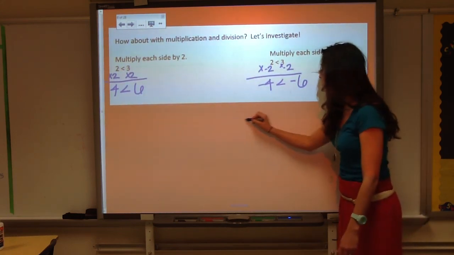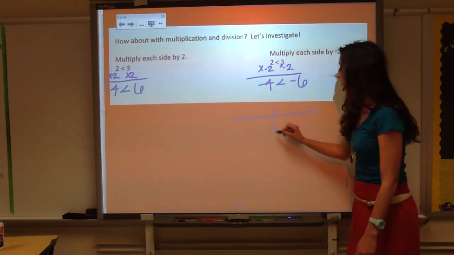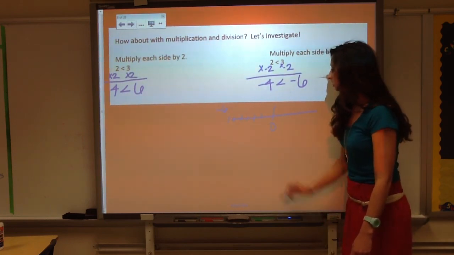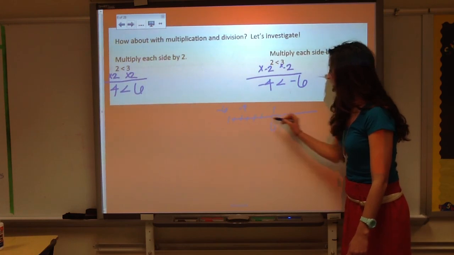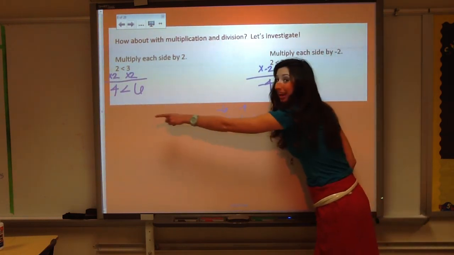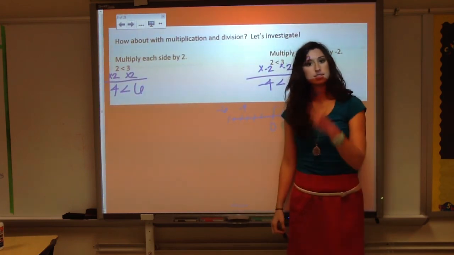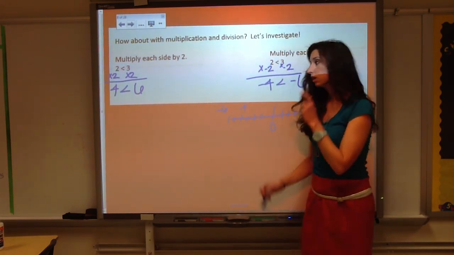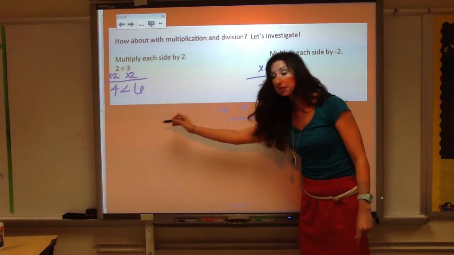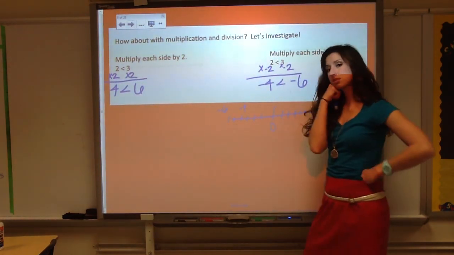I don't think so. Here's my number line. 0, 1, 2, 3, 4, 5, 6. This one is a negative 6. This one is a negative 4. And here's all my positive numbers. Is negative 4 less than negative 6? Negative 6 is more negative than negative 4. Is this rule true?